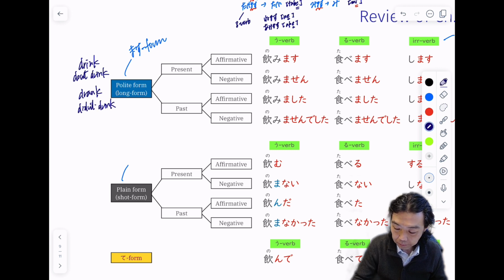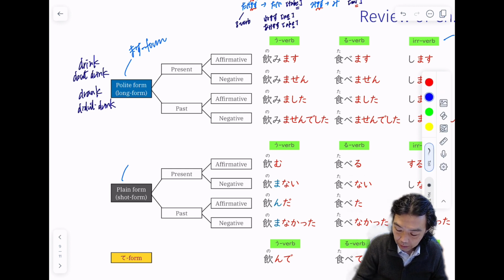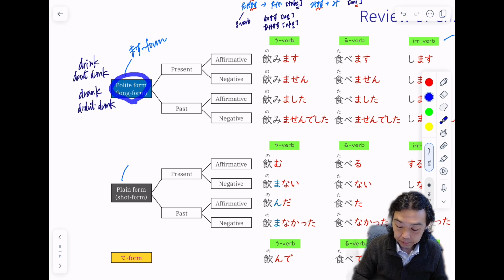Right. So that's the English translation. The same thing. So the same translation applies to the plain form as well, right? So this is drink, this is don't drink, this is drank, and this is didn't drink. Okay. So let's go back to polite form.